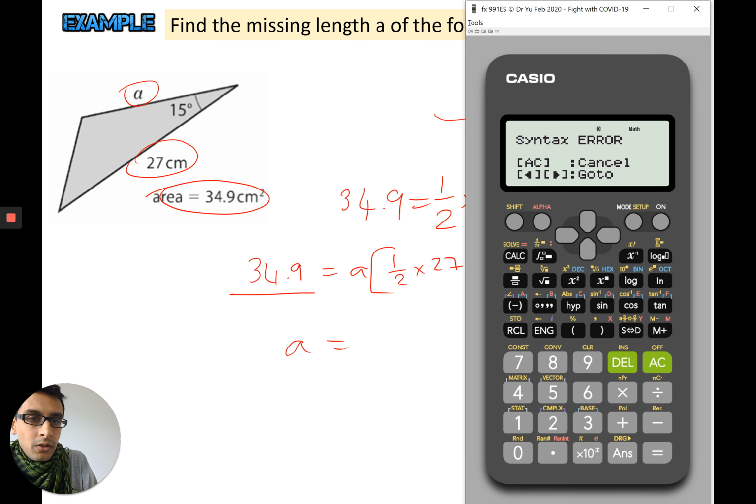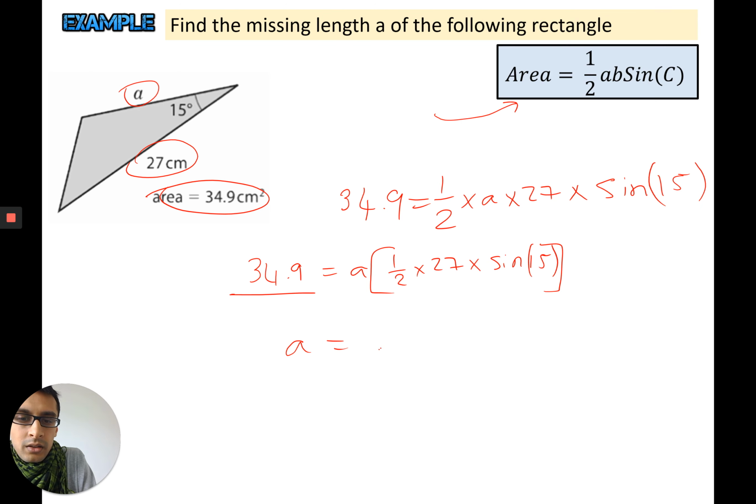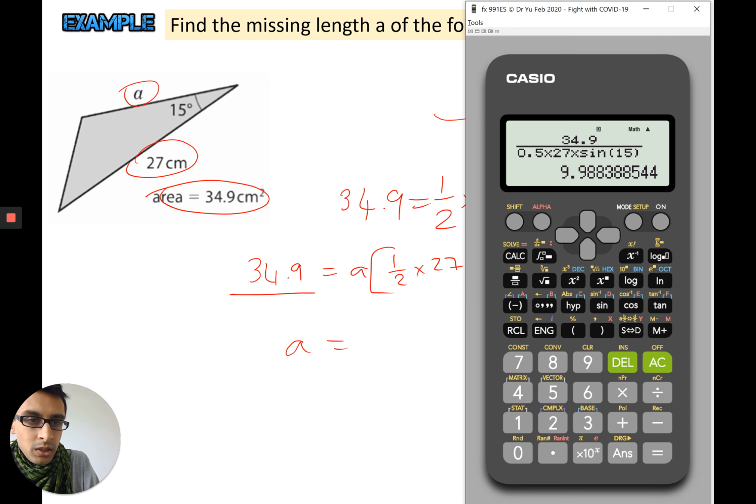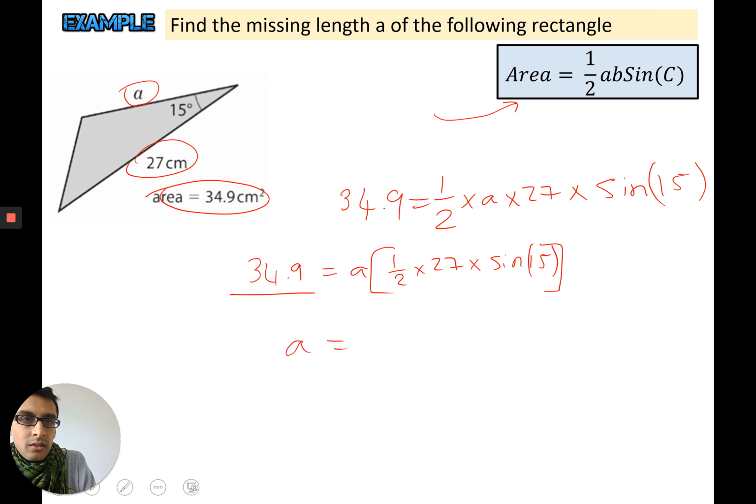let's get the calculator out, so it's going to be fraction 34.9 over 0.5 times 27 times sine 15. And that will give you an error, which is obviously not what you want. So it should be 34.9 over, in brackets, 0.5 times 27 times sine 15. So you get 9.98, and we're going to round it. So in this case, it will just be 9.99 centimeters.